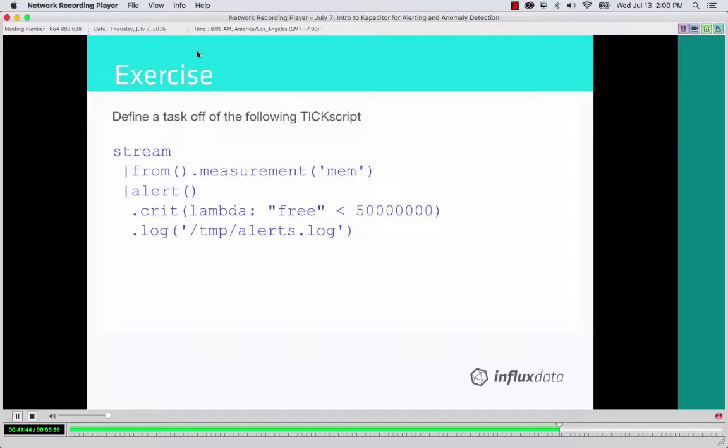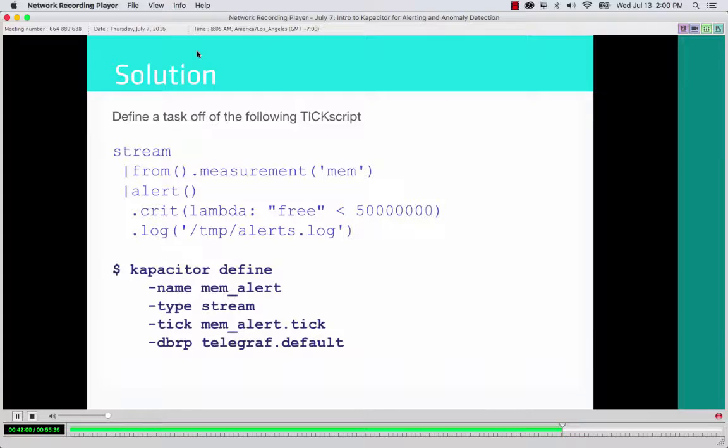So the next thing I'd have you do, if you have a terminal open, or you can just think about it, is define a task from the following TICKscript. And rather than make you go through the whole process, we'll just hop into the solution, which is you say kapacitor define -name mem_alert. You could have called it something else. It's a stream. We're calling it mem_alert.tick, and we're allowing it to come from the telegraf.default database and retention policy.